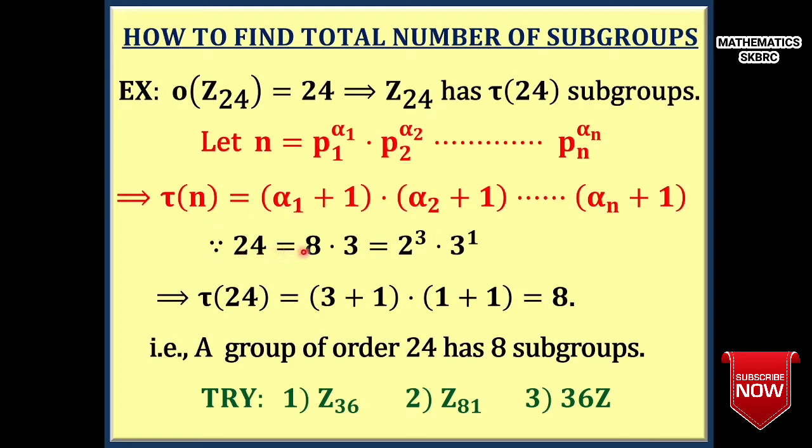Since 24 is equal to 8 into 3, that is equal to 2 power 3 into 3 power 1. Here 2 and 3 are prime numbers. Then we write tau of 24 is equal to 3 plus 1 into 1 plus 1, that is equal to 4 into 2 is 8. A group of order 24 has 8 subgroups. Try to find the subgroups of Z36, Z81 and 36Z.